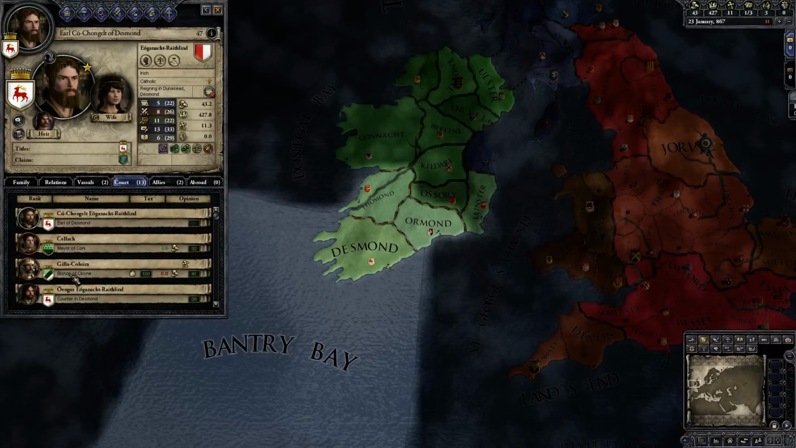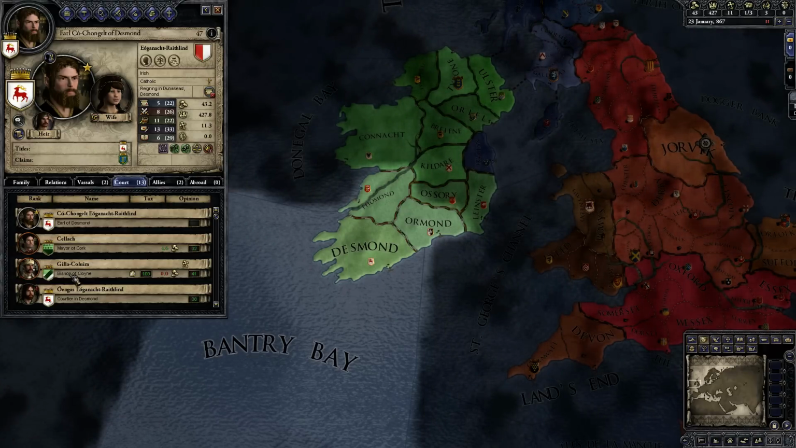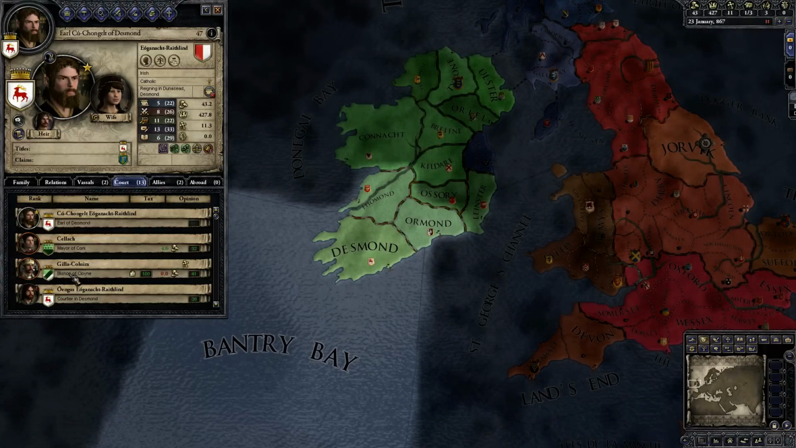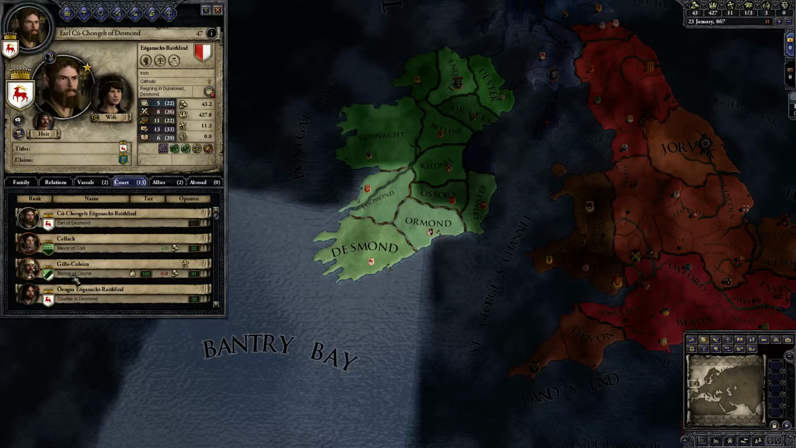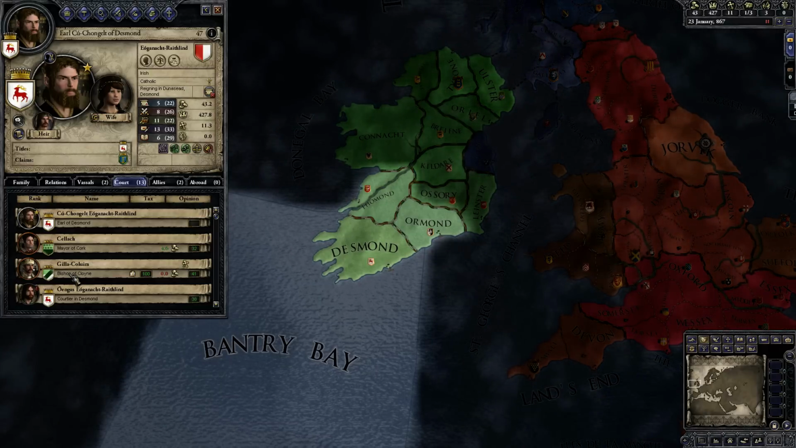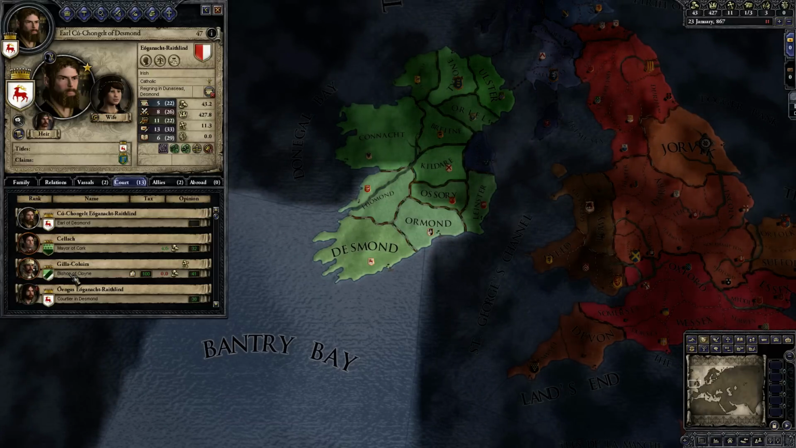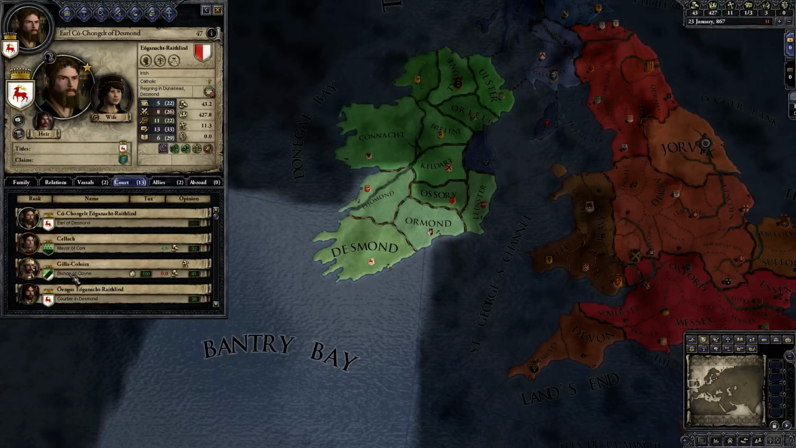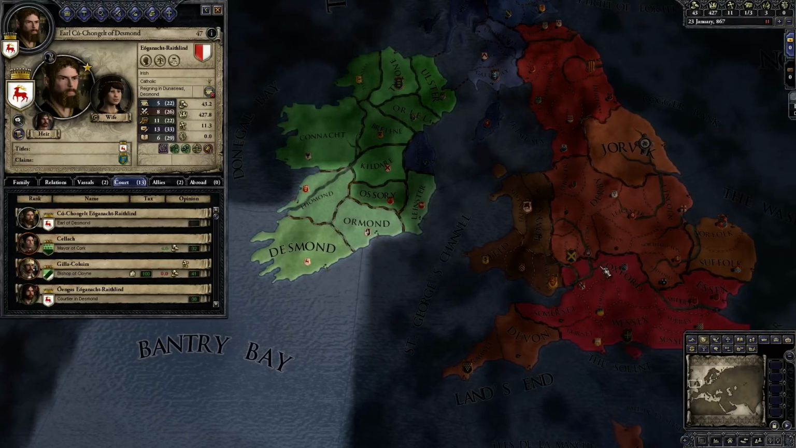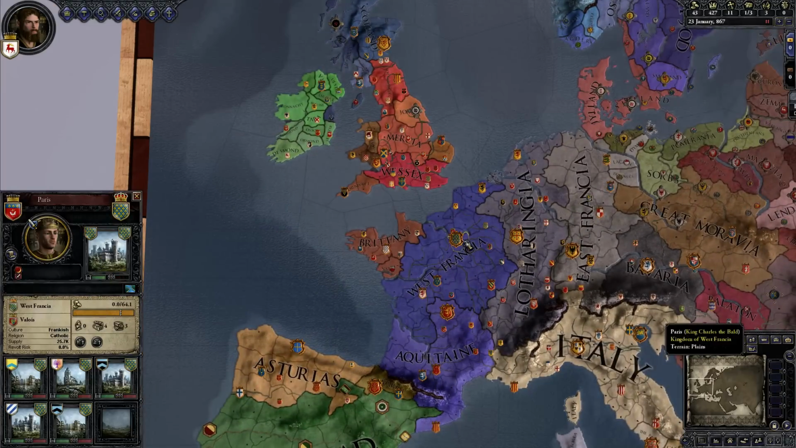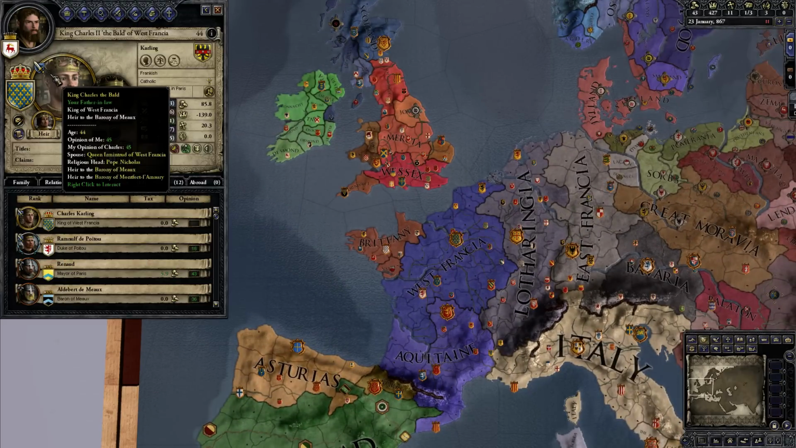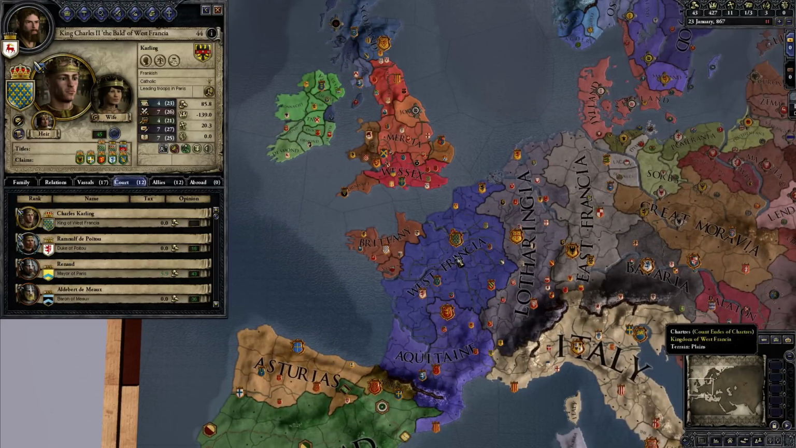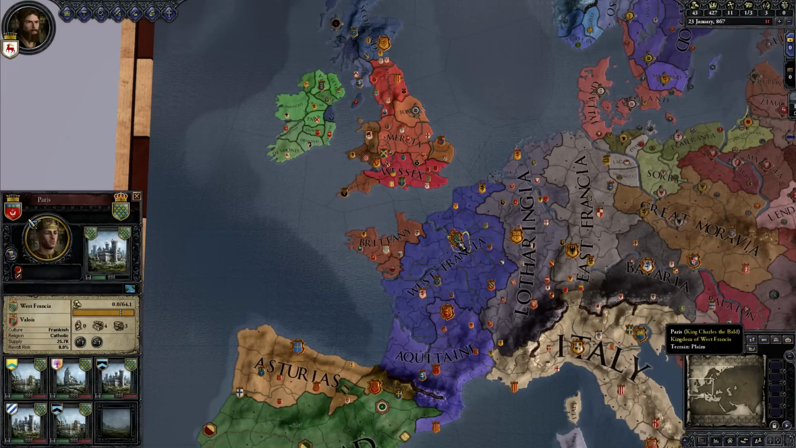Certain character interactions can only be done if someone's in your court. For instance, most commonly, if someone is in your court, you can force them to marry anyone else that's in your court. You are their liege, you are their boss, essentially. Let's say, for example, I invite the bastard son of King Charles the Bald to my court. I can force him to marry my daughter. But if I try to just send a diplomatic request to him and say, hey, would you like to marry my daughter? He could say no.